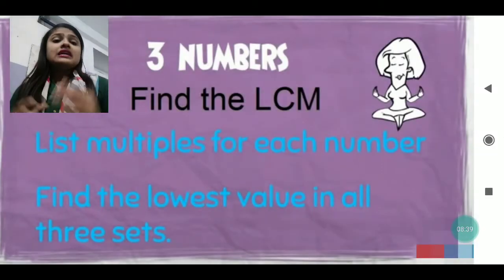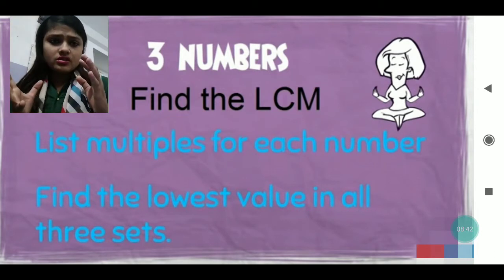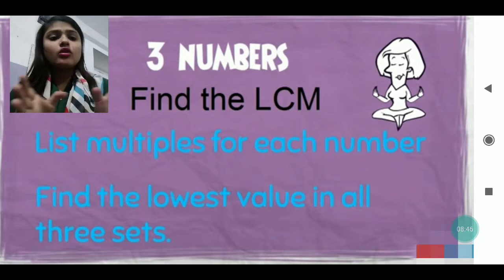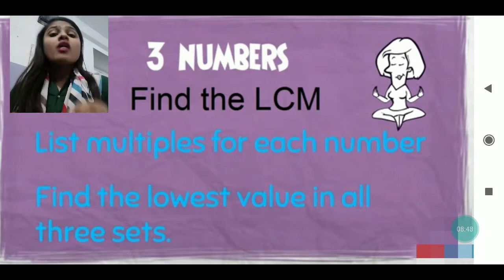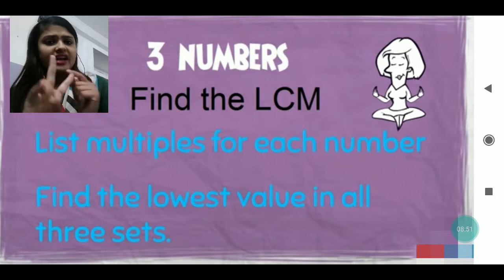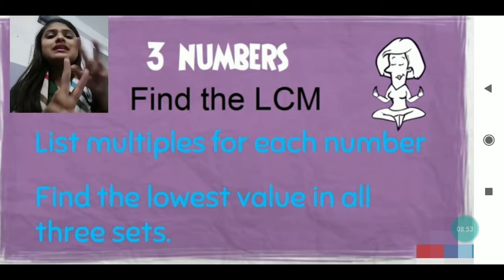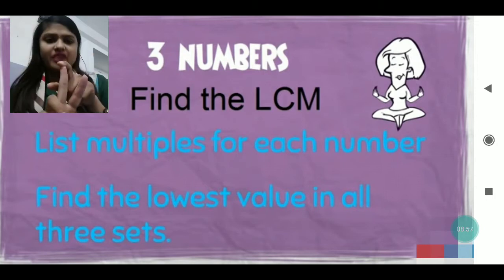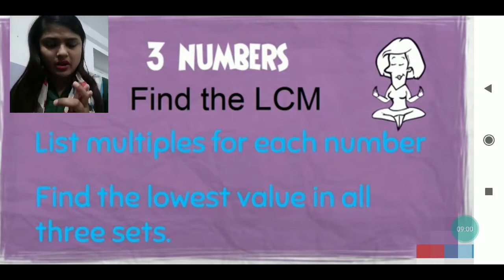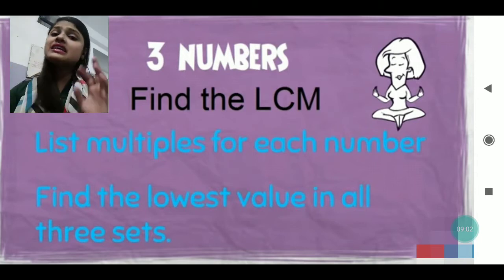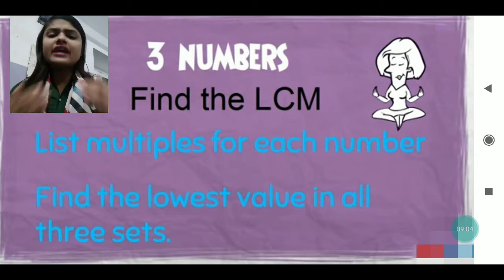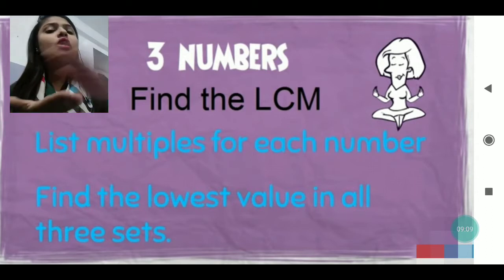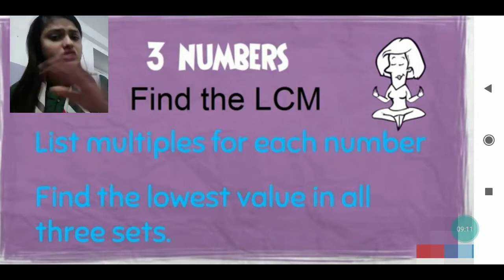In the same way, for three numbers, find the LCM. List the multiples for each and find the lowest common value in all three sets. When two numbers were given, we compared between the two numbers, found the common ones between them, and in that common we found the least, and that least became the lowest common multiple. In the same way, if 3 are given, don't get confused, thinking you were told 2. No, if 3 are given, write the multiples of all those 3 numbers.